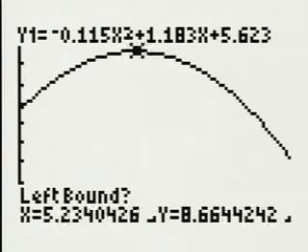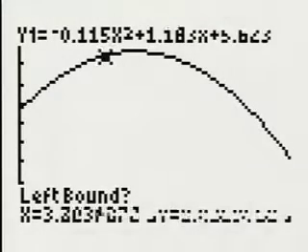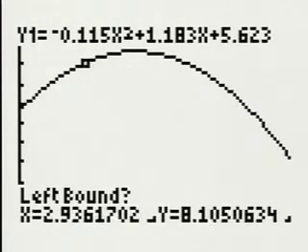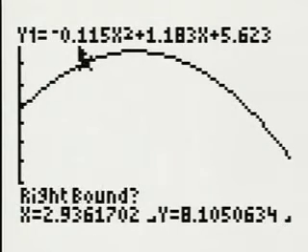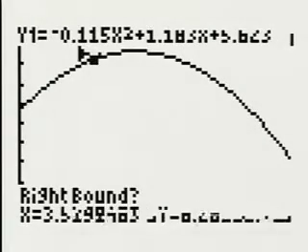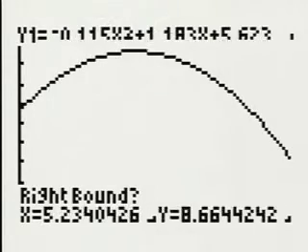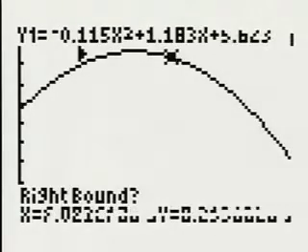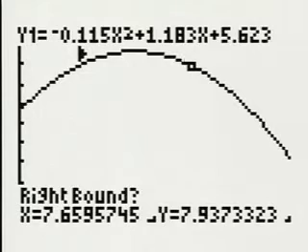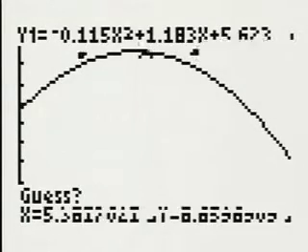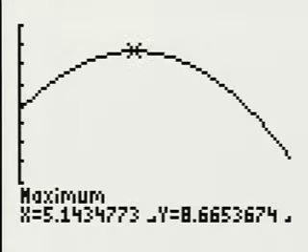The left bound, we need to go to the left of the peak, so we want to scroll to the left so that we're clearly on the upside of the peak. Hit enter to select that. For our right bound, we want to scroll so that we're clearly to the other side of the peak, the downward slope. We'll hit enter. And for our guess, I'm going to try to scroll to the top of the peak and hit enter.